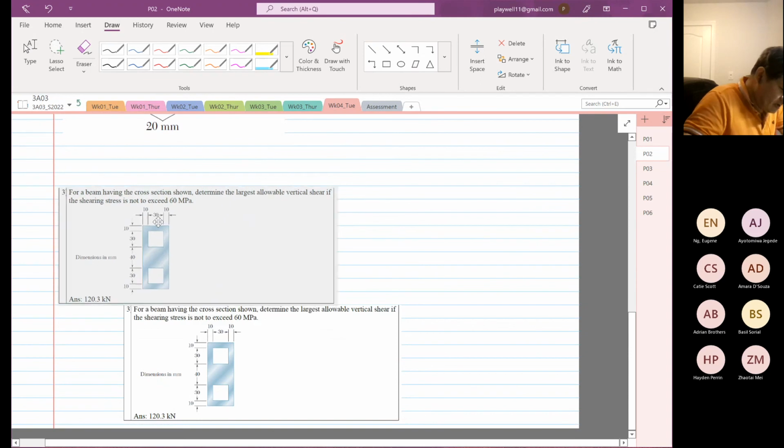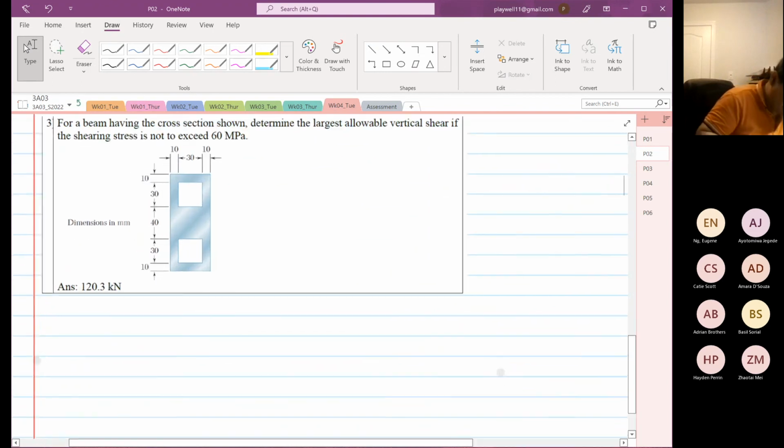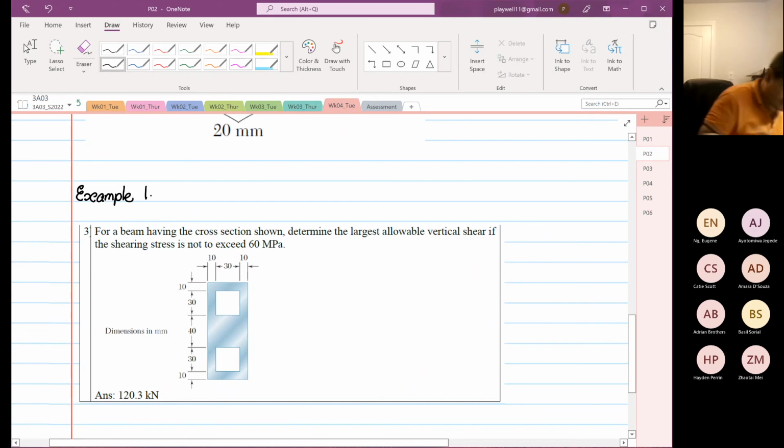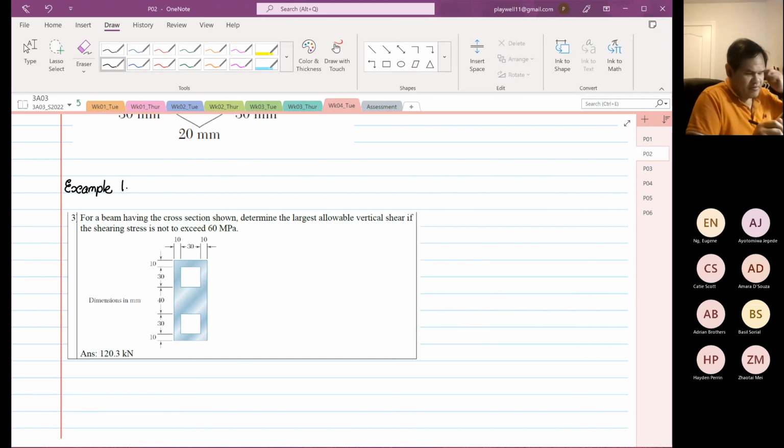As I said, this is a very interesting example. So this is our example 2, or example 1, the previous one was a continuation. Okay, example 1. So for a beam having the cross section shown, determine the largest allowable vertical shear if the shearing stress is not to exceed 60 megapascal. So we're going to deal with this problem now.